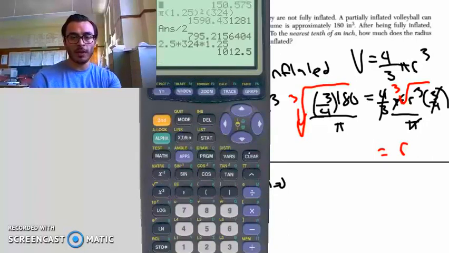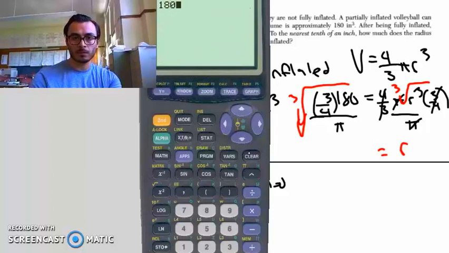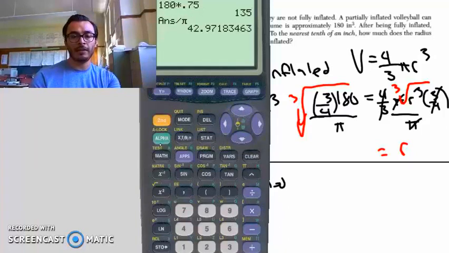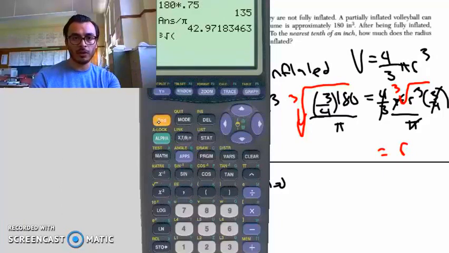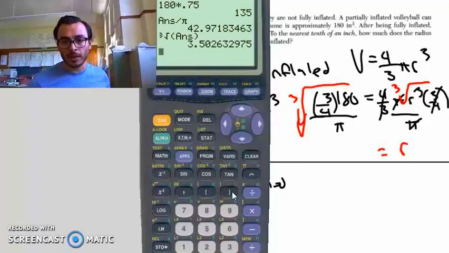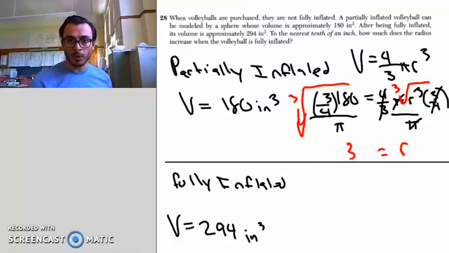So it was 180 times 3/4 or times 0.75. I got to divide that by pi, and then I got to take the cubic root of that. So there's a function in the calculator for that. So taking the cubic root of that, I get approximately 3.5 for the radius, and it wants it to the nearest tenth, so I can just go ahead and round it to the nearest tenth. So I get 3.5 for the radius of the first one.